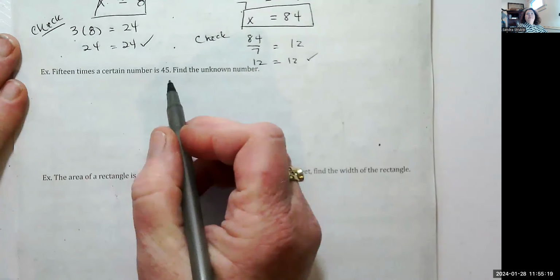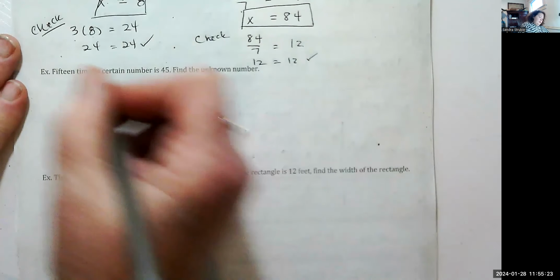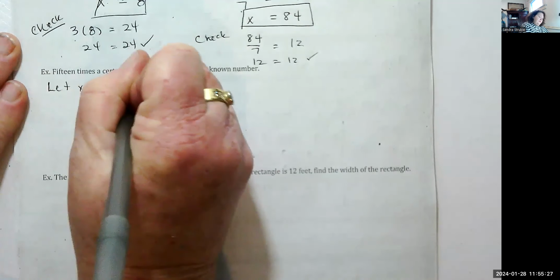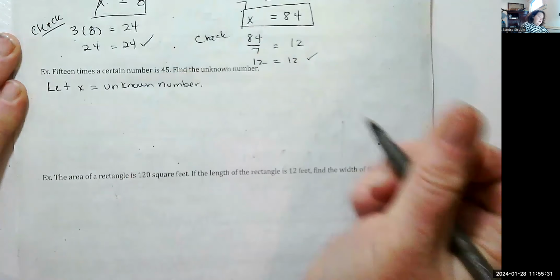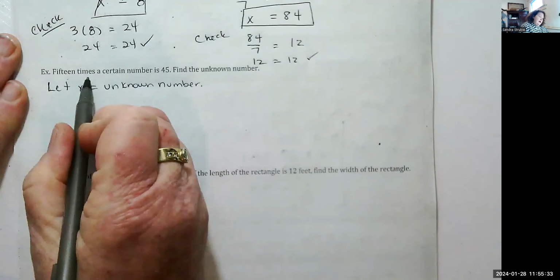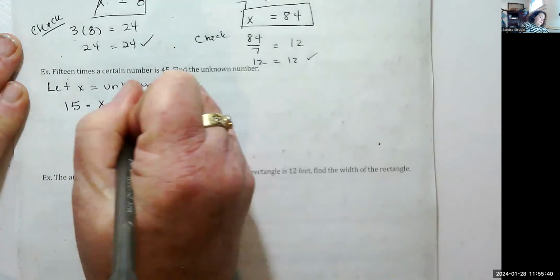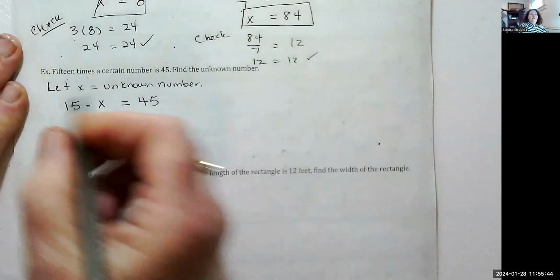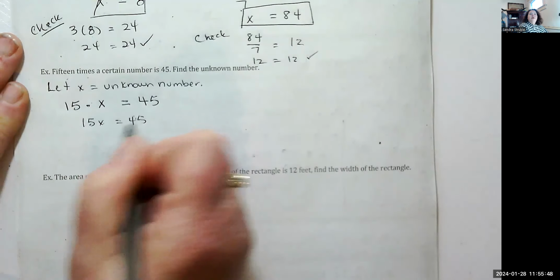15 times a certain number is 45. Find the unknown number. Well, we need to label here. So we're going to let x equal our unknown number. All right. And now we can write 15 times a certain number is 45. All right. So this is 15x equals 45.